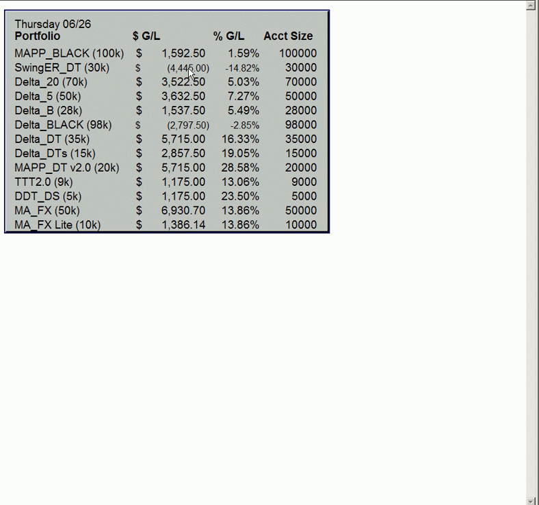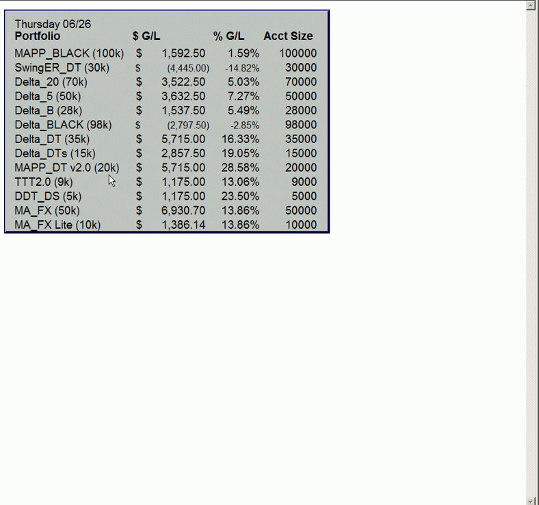Pull these up. Let's see. Here we are at Thursday. This was our, oh, wow. Our day traders just blew it out of the water yesterday. 28.58% was the leader with the MAP DT version 2.0. Now, this is an aggressive portfolio, but definitely one highly recommended for aggressive traders, and most of our clients who come to trade futures are aggressive.